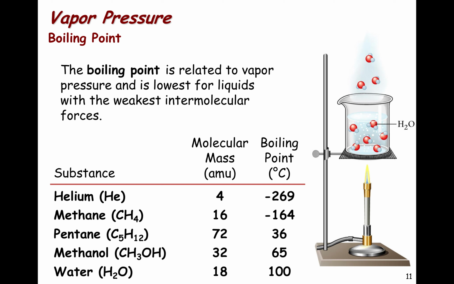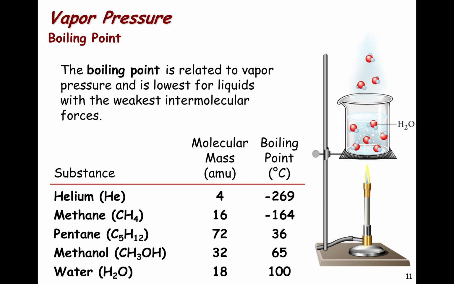Whereas methane is a slightly larger molecule, a little bit more polarizable, and the boiling point goes up significantly from that of helium. If we go to something like pentane, which has quite a few more carbons and hydrogens than methane, and it is able to create these temporary dipoles due to the distortions of the electron clouds, then the boiling point actually can be above room temperature.